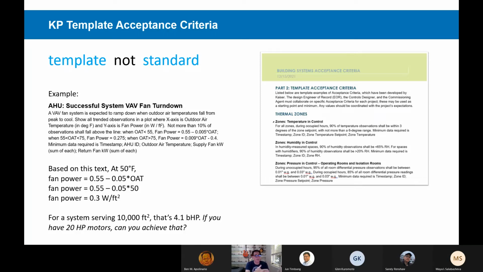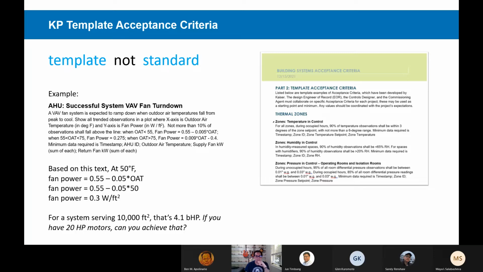So if the template says that, you know, fan power is going to be a ½ watt a square foot, and the engineer of record puts that on their plans, then they really do need to check that and make sure that it's valid before they put that on the plans. If we get to commissioning and the system is using 6 times that, then we don't really want to hear, well, we got that number from the Kaiser template. We want to make sure that our engineer of record is putting that on the plans appropriately.